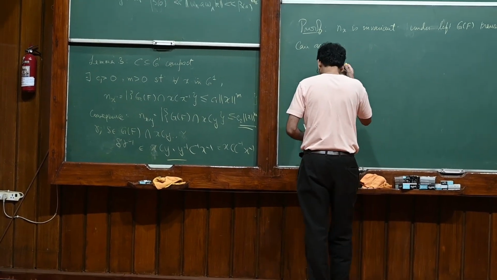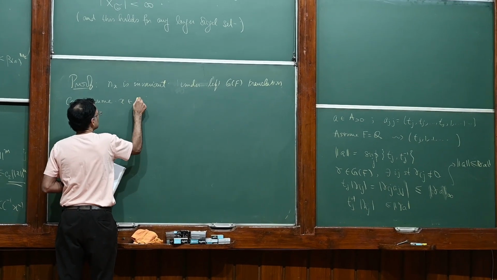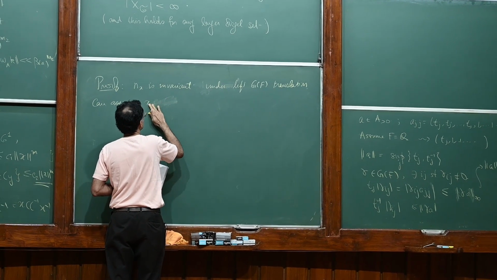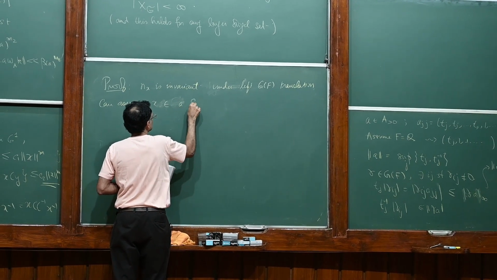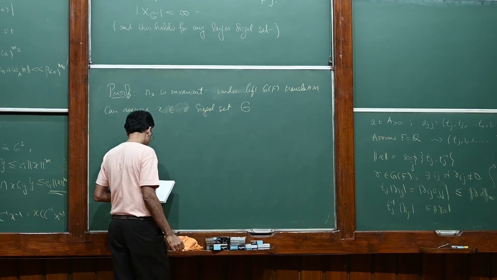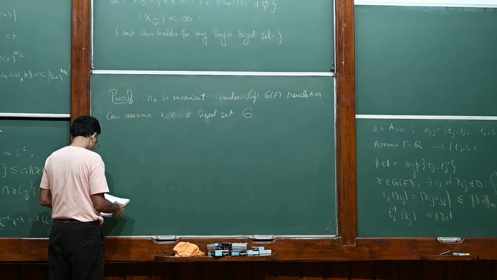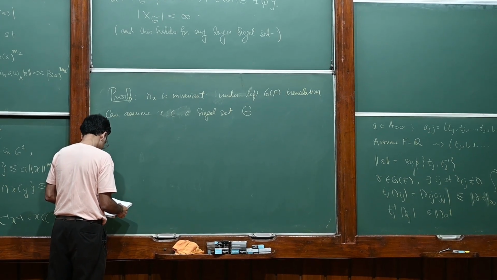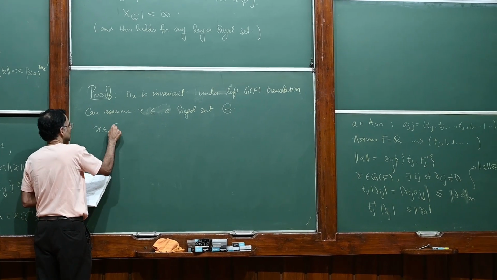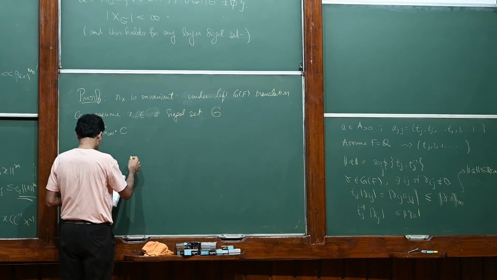Alright, so here I can assume what? So I can assume that x is in a Ziegler set. Okay, so then once you do that, right? So in that case, of course, x is in G infinity times C for some compact set.